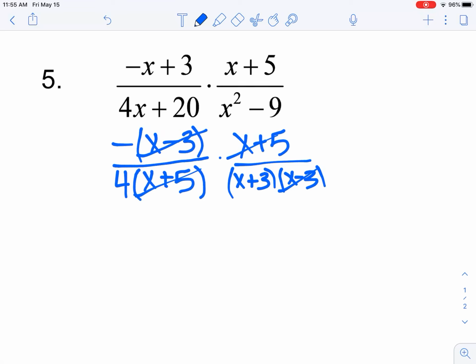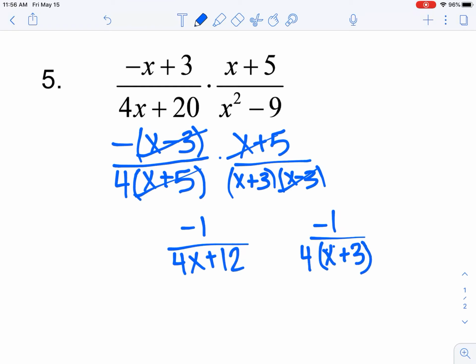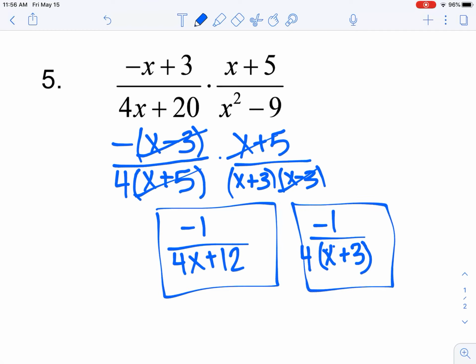So now we can multiply our fractions. We've got a negative 1 on the top, and then on the bottom we have 4 times x plus 3. Now if you want to distribute that so you get 4x plus 12, that is fine. If you want to leave the 4 in front and write 4 times x plus 3, that would be fine as well. So either of these answers would work for number 5.